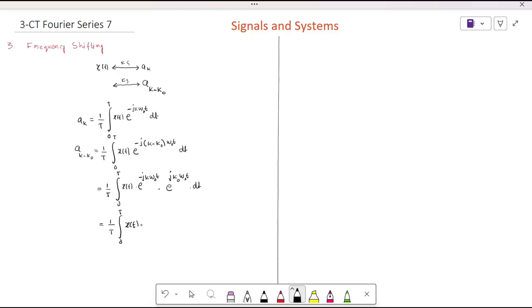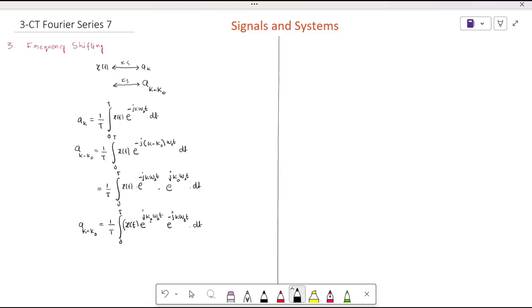x of t into e power jk naught omega naught t, so k naught omega naught into T into e power minus jk omega naught t dt. So this is the formula for the a k minus k naught. So this is x of t. It is a signal in the time domain.